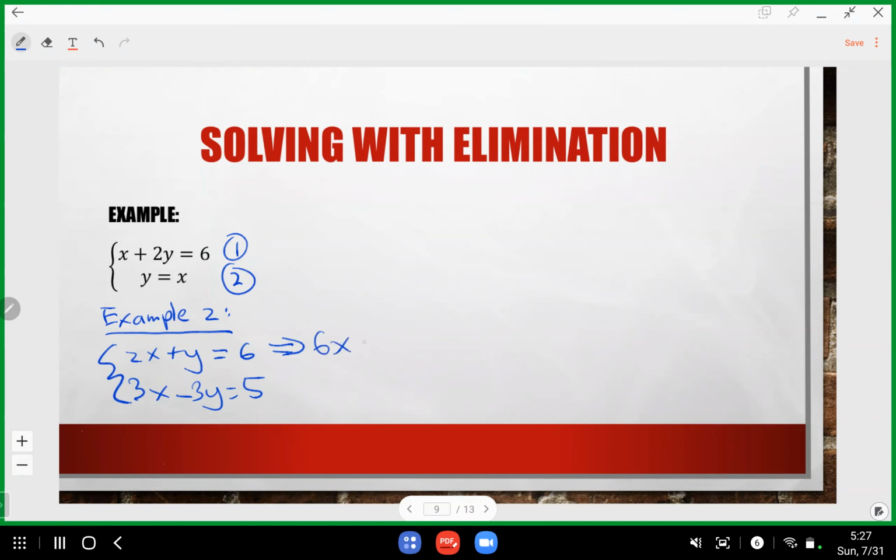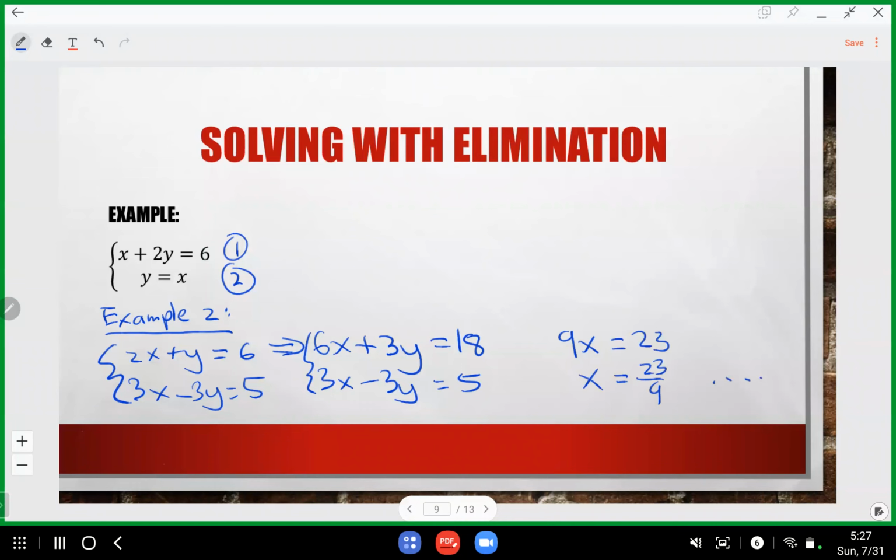We don't need to cancel out the x. Instead, we can just cancel out the y's. Once we multiply everything by 3, you'll see there's a 3y and a negative 3y. So you just add them, and you get 9x equal to 23. x is equal to 23 over 9. And then, of course, you can solve for y.